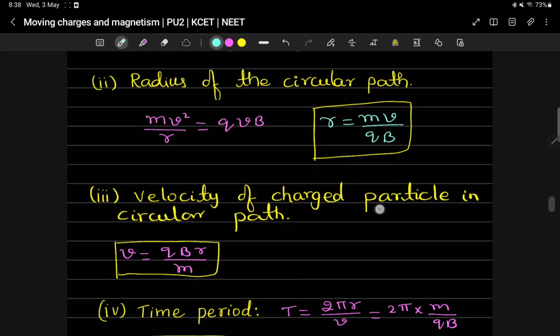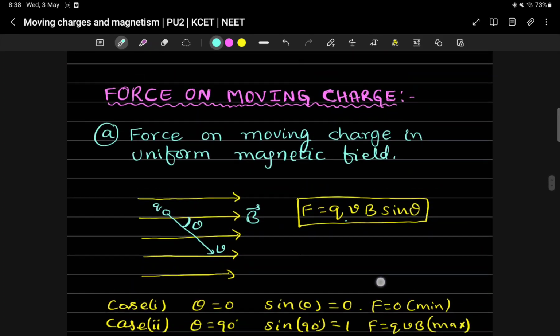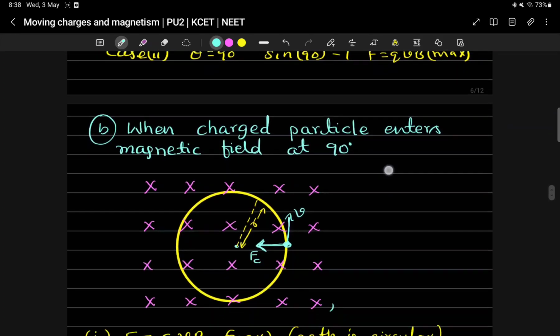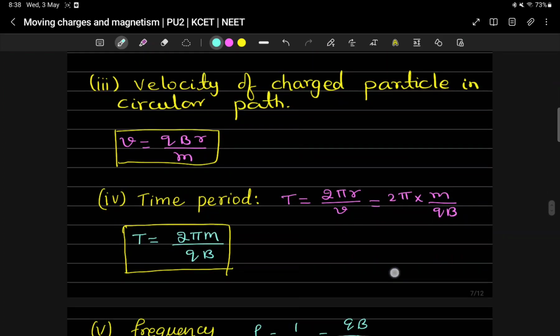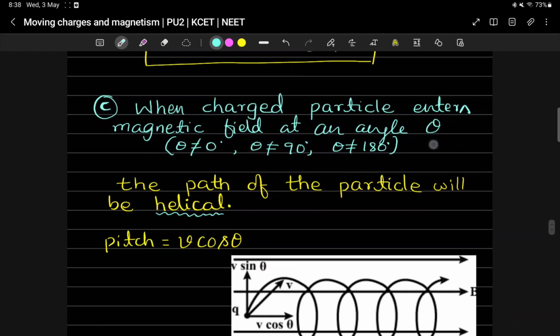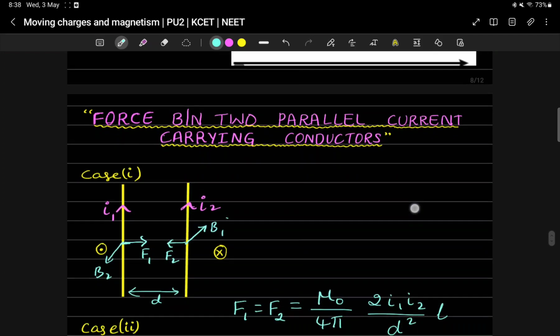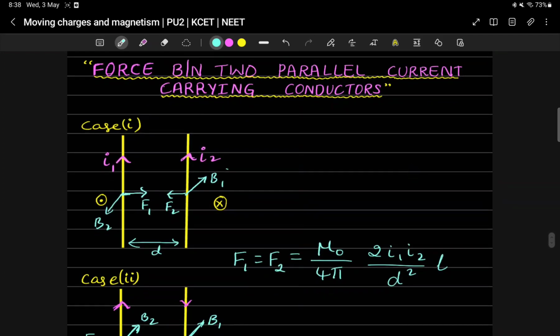When a charged particle enters a magnetic field, there are three cases. One is this, the second is perpendicular, and the third is neither perpendicular nor parallel. Next, a new case. This is a 5 marks derivation for board examinations. I have just given the final formula.